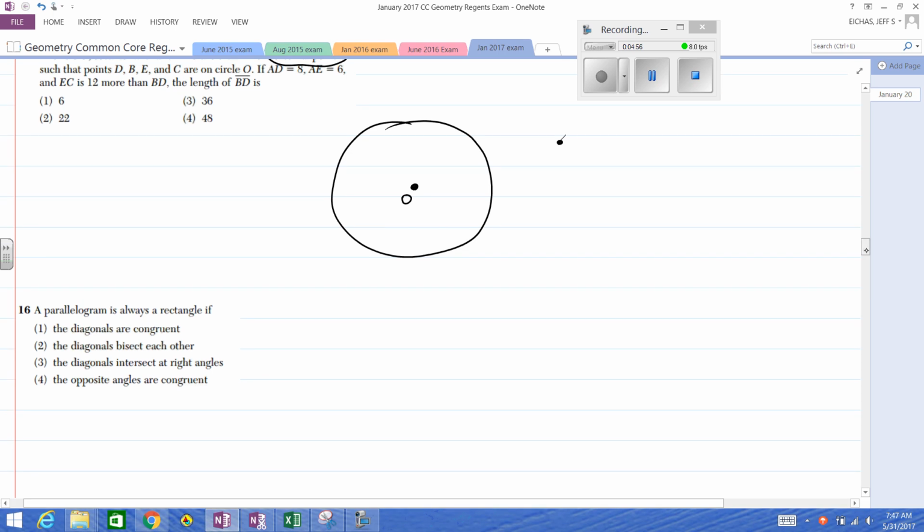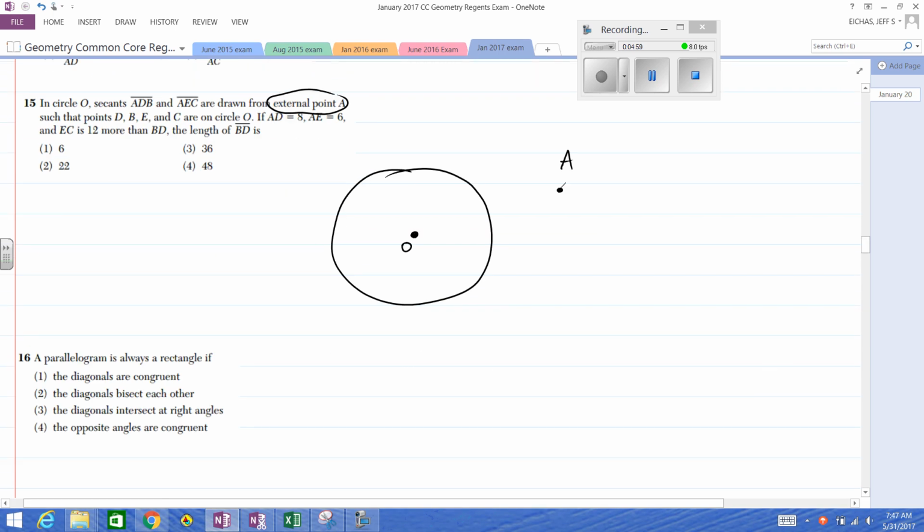There's a secant. Let's see, A to D to B. Try to keep that order. And then AEC. So that's got to be E, and this has got to be C. And if AD is 8, that's the exterior of that. AE is 6. Oh boy. EC is 12 more than BD. Here's the only way we can do that. We're going to have to call that X.